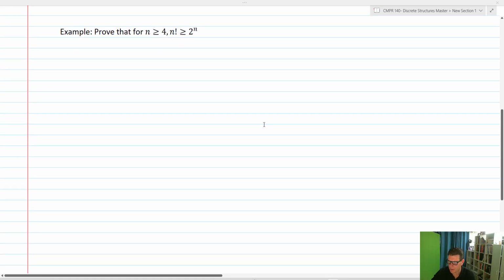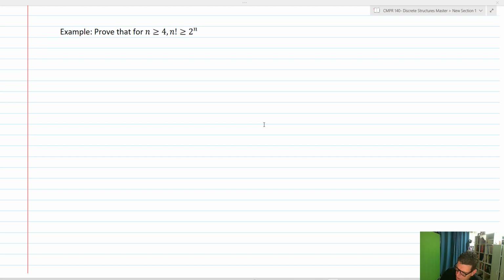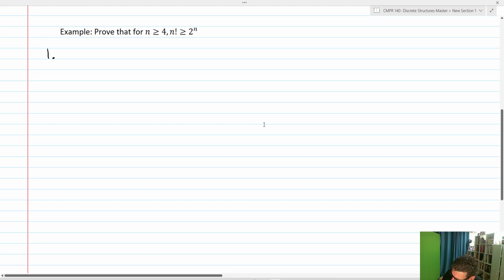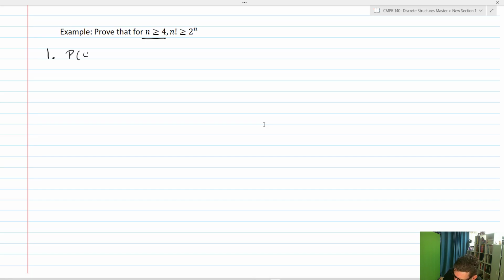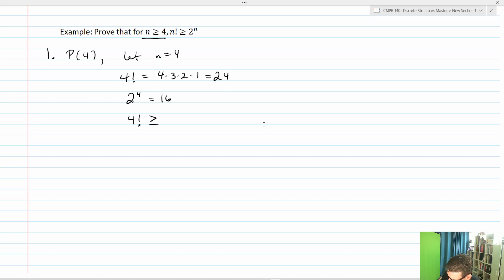Let's prove for n greater than or equal to 4 that n factorial is greater than or equal to 2 to the n. We'll start with our basis step, and since we want n greater than or equal to 4, our basis step starts with P of 4. So we'll let n equal 4. 4 factorial is 4 times 3 times 2 times 1, which equals 24. And 2 to the 4th is equal to 16. So 4 factorial is greater than or equal to 16. Thus, P of 4 is true.